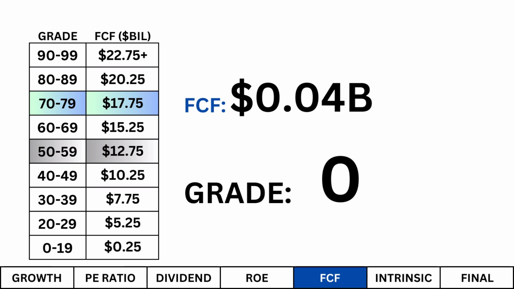I look at free cash flow as a measure of our company's market dominance. Cash is king when it comes to research and development and acquisitions. It's a big part of what gives a company its economic moat.